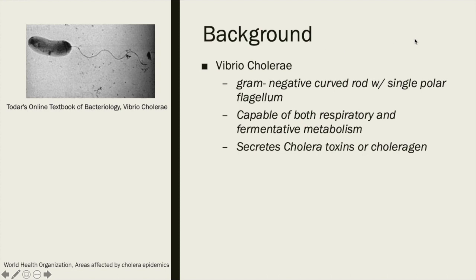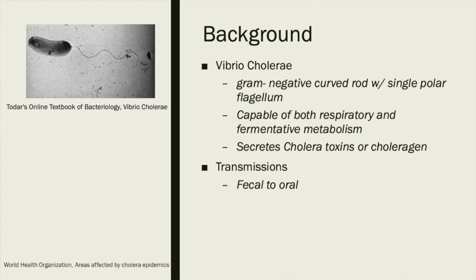A bit of background on cholera is that Vibrio cholerae is what causes cholera. It's the bacteria that causes cholera. It's a gram-negative curved rod with a single polar flagellum. You could see that right here. This makes it very mobile and it moves around a lot. It's capable of both respiratory and fermentative metabolism, which means it doesn't need oxygen to metabolize. It also secretes cholera toxins or collagen, and this is the reason for the symptoms that you see in cholera.